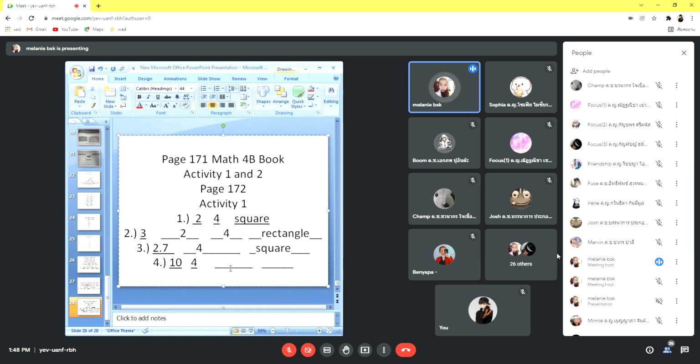Next, we have number 4. The width of figure 4 is 10 centimeters long. The height of figure 4 is 4. How many right angles in number 4? 4. And next, figure 4 is a rectangle. Great job.